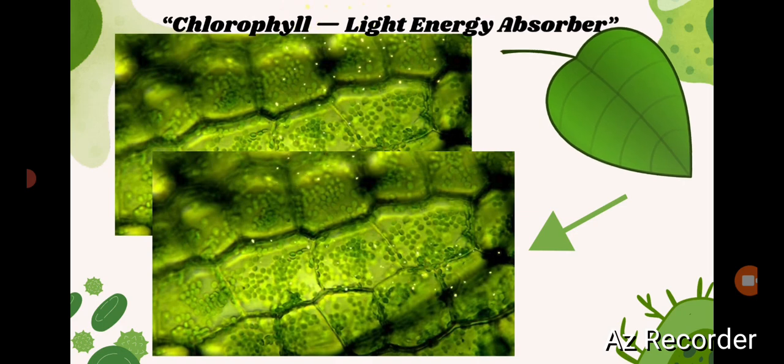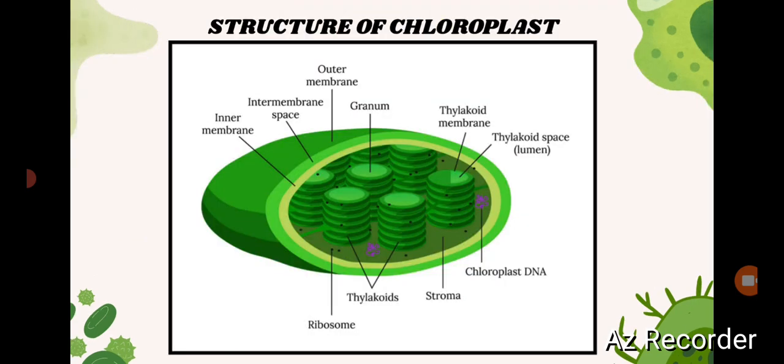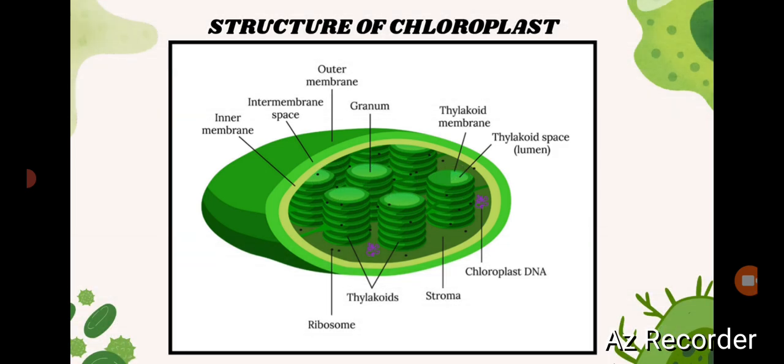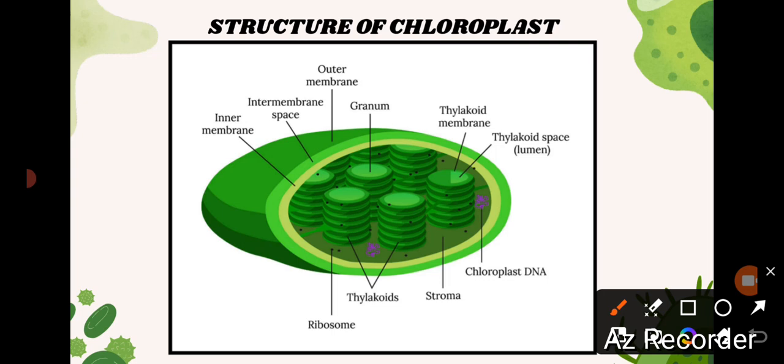And here in this picture you can see that chloroplasts are also able to move. We'll see the main reason for that. So this is the main structure of a chloroplast. In that, first we'll study the shape and size of the chloroplast.